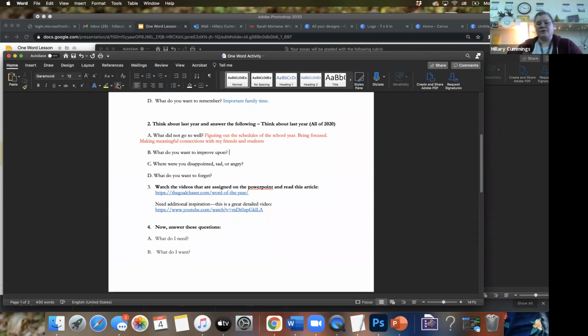Well, personally, I want to improve on my time management skills. I also want to improve on my ability for self-care, meaning taking some more time for myself, doing the things that I feel are important for me to do. And then it's going to ask you a personal question, right? Where were you really disappointed or sad or angry?